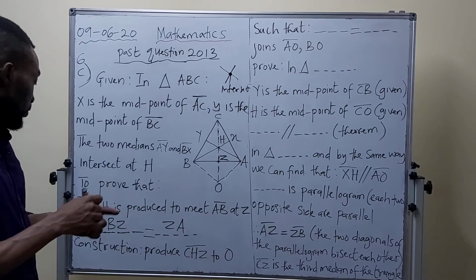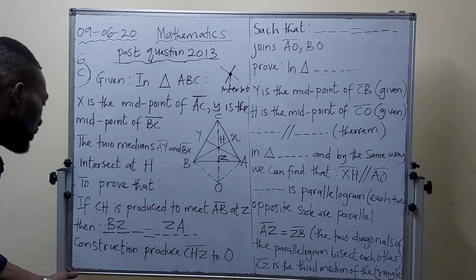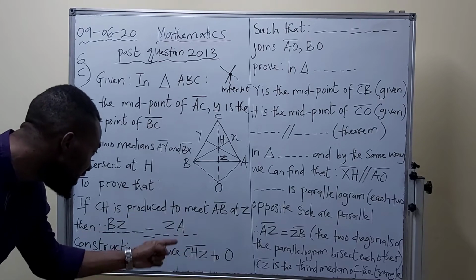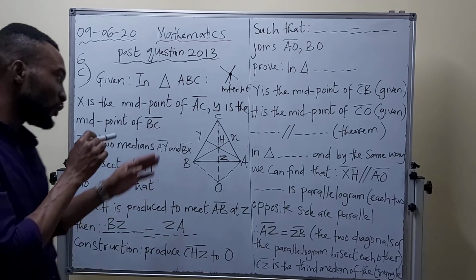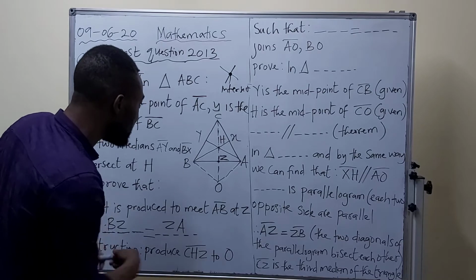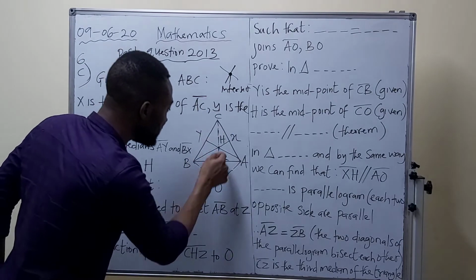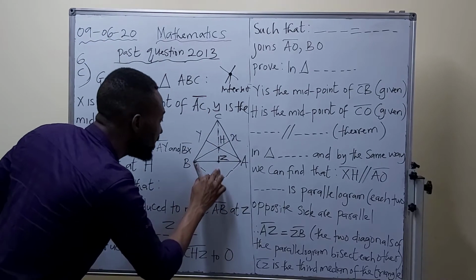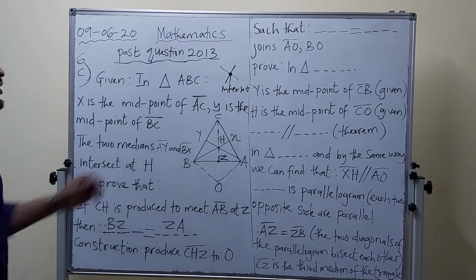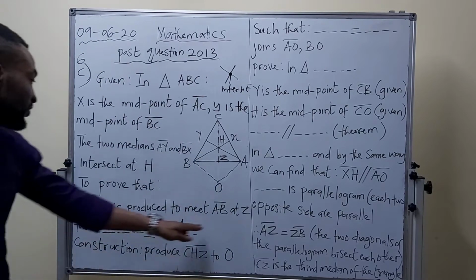So we move forward again. Construction: produce line CHZ. You have to go to your diagram again. Produce line CHZ. So that is from here, according to where we stopped.